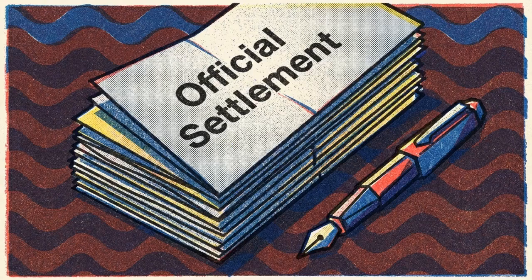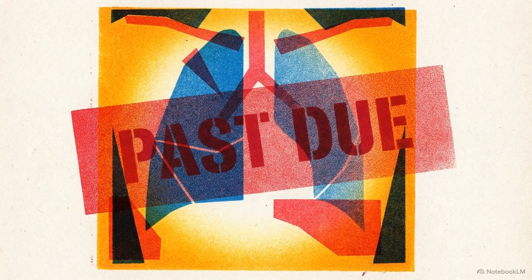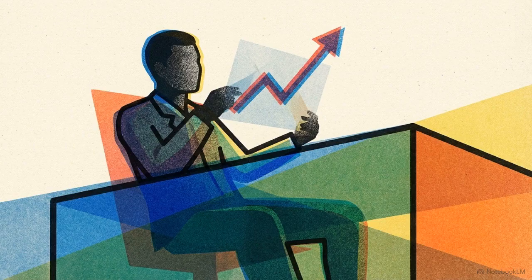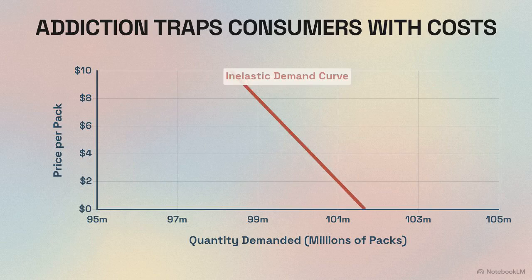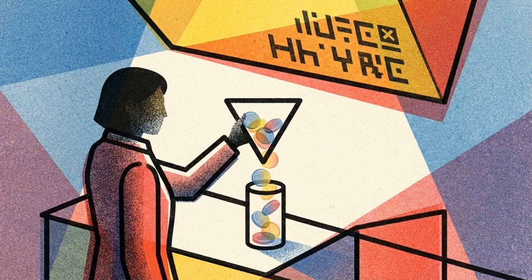In 1998, the Tobacco Master Settlement Agreement imposed massive penalties on tobacco companies, intended to force them to pay for the health costs associated with their products. The policy failed to hit its intended target because cigarette demand is uniquely inelastic due to addiction. Because smokers could not easily reduce their consumption, the companies simply raised prices. The statutory punishment on the industry was mathematically passed directly to the consumers.